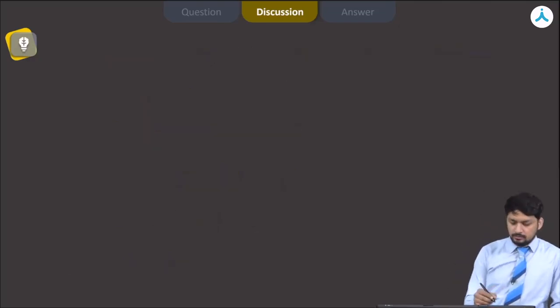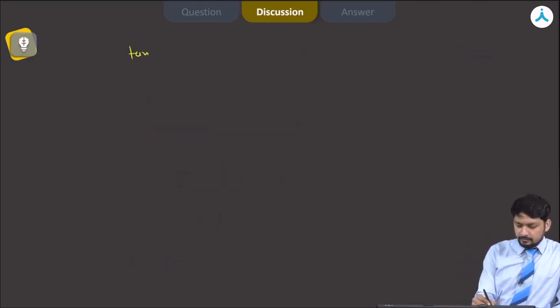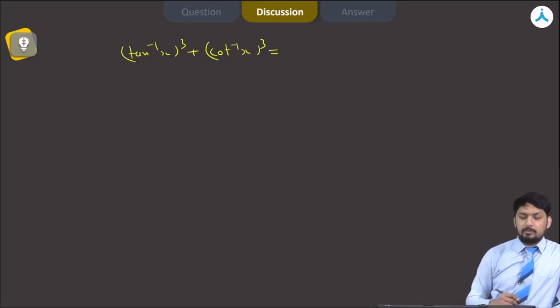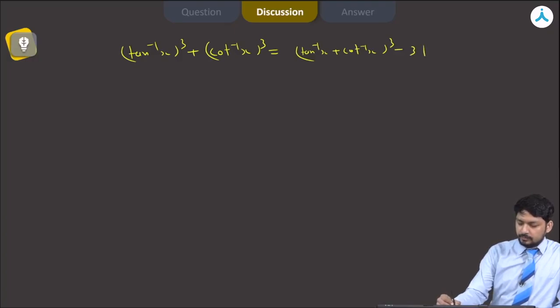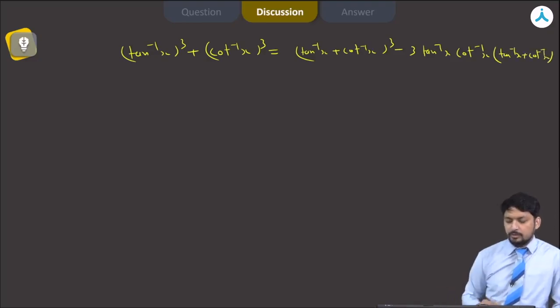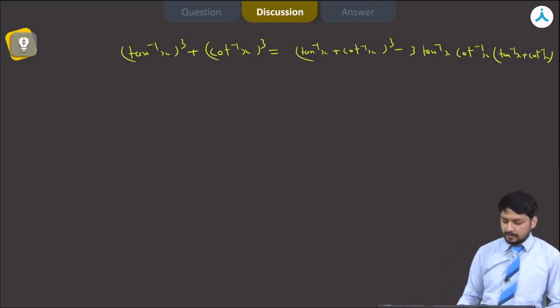Now the second function, which is (tan⁻¹x)³ + (cot⁻¹x)³. So by applying the formula of a³ + b³, I can write it as (tan⁻¹x + cot⁻¹x)³ minus 3 tan⁻¹x cot⁻¹x into (tan⁻¹x + cot⁻¹x). Now again we know that tan⁻¹x + cot⁻¹x equals π/2.